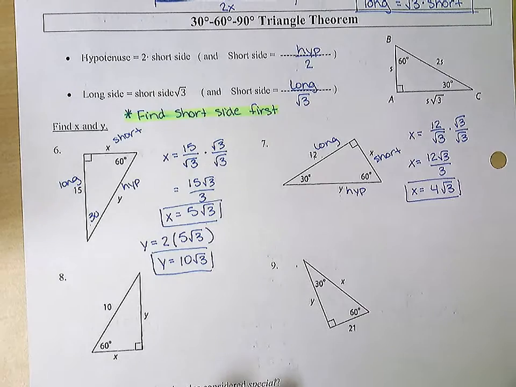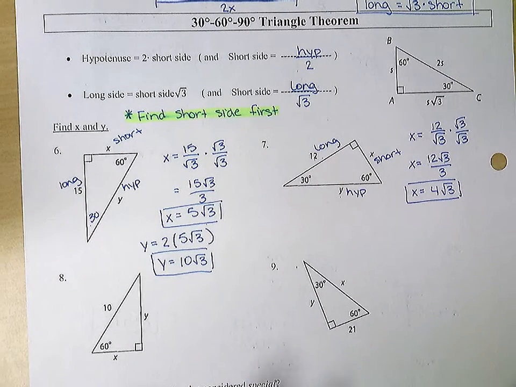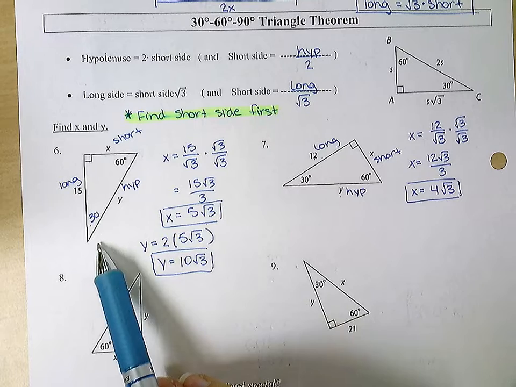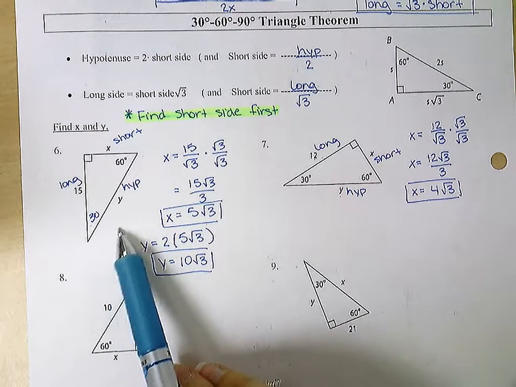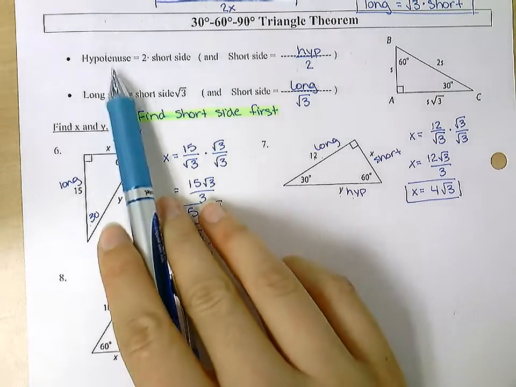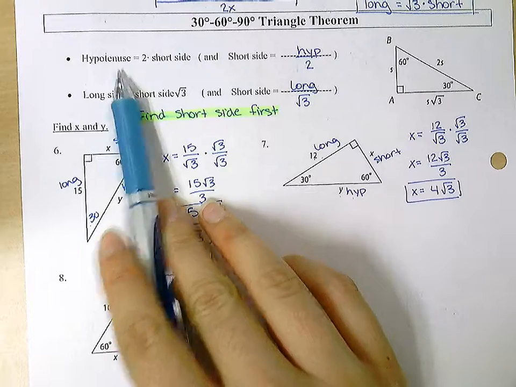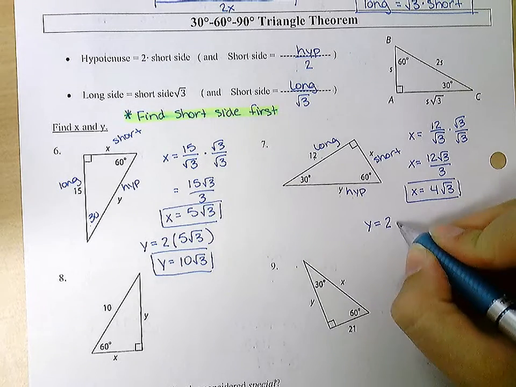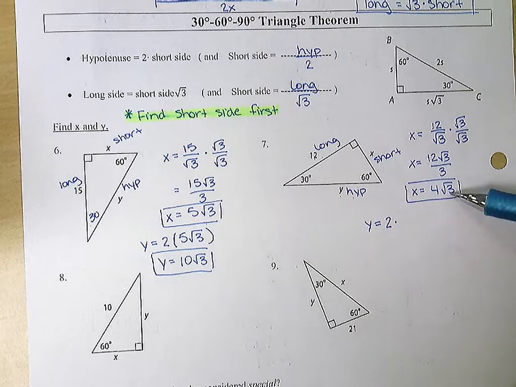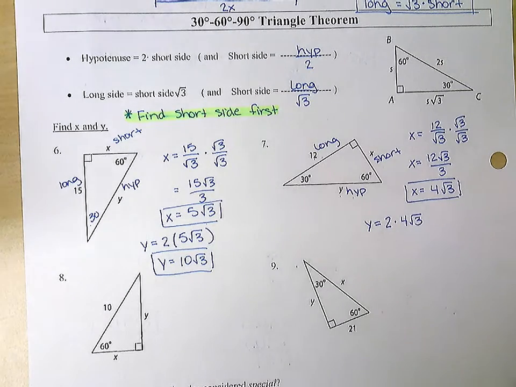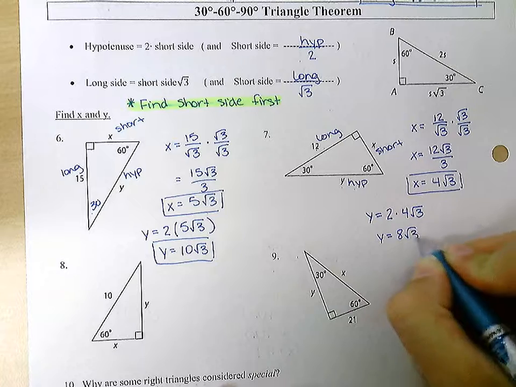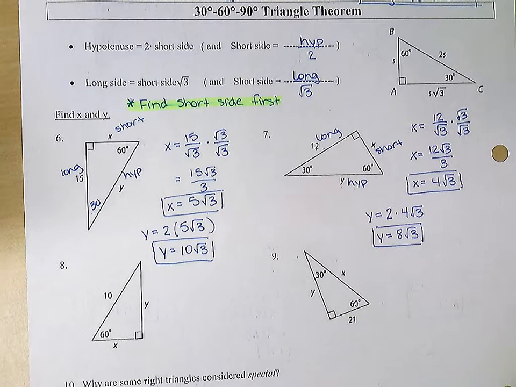Then I'm also missing y. Which rule out of the 4 should I use to find y? Which one? If it's the hypotenuse, I should use the upper left one here. It says hypotenuse equals. And plug in what I know. So y for hypotenuse, 2 times the short side I just found was that x value, so 4 times the square root of 3. So 2 times 4 is 8, so we have y equals 8 times the square root of 3 for that hypotenuse. Questions?